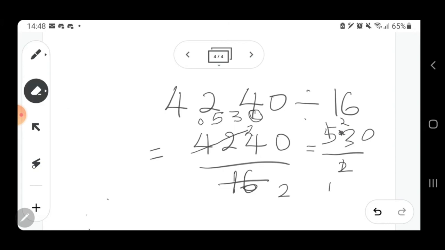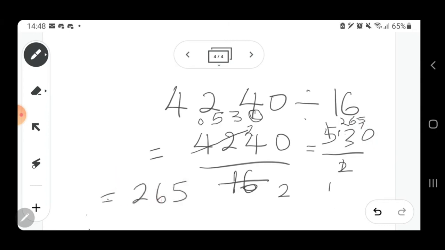So I put my 1 here. Sorry, let me just write this clearly. I put my 1 there, making 13. 2 in 13, of course, 2 times 6 is 12. So I write 6 down, remainder 1. I put my 1 there, and then I say 2 in 10. That's 10, right? 5. So my answer is 265.